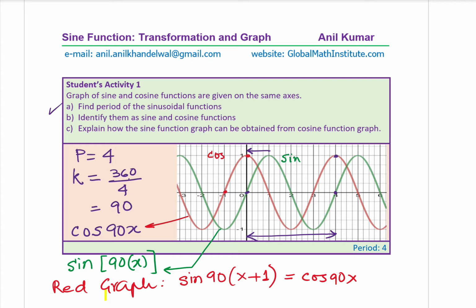Okay, fine. Now let's move on. We'll actually look into these details later.